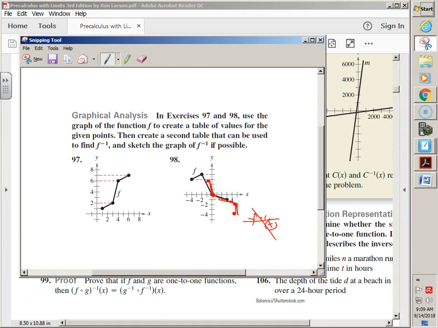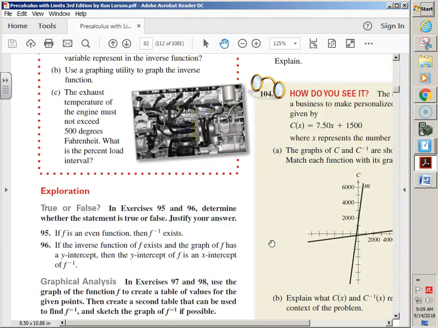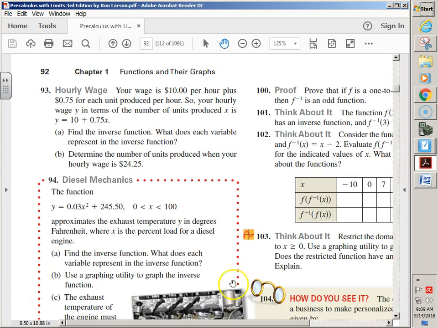Okay, sorry, those were questions on the evens. Any questions on the odds? Yeah. 101. Where's he at? Oh, there he is.